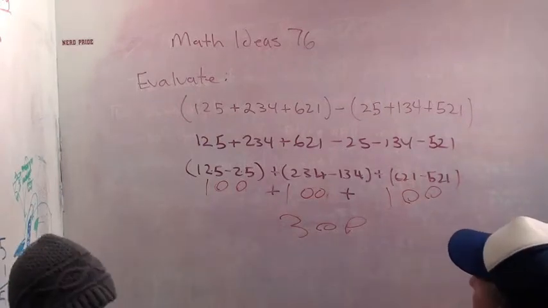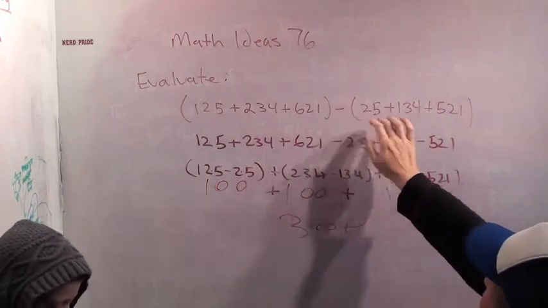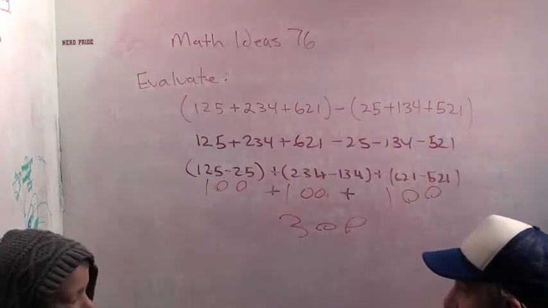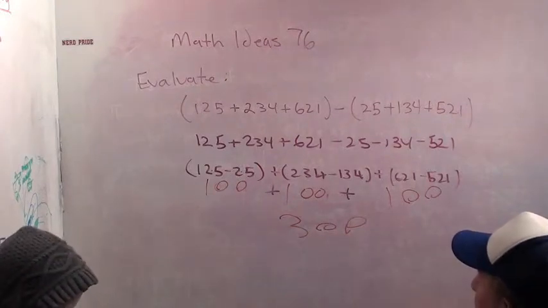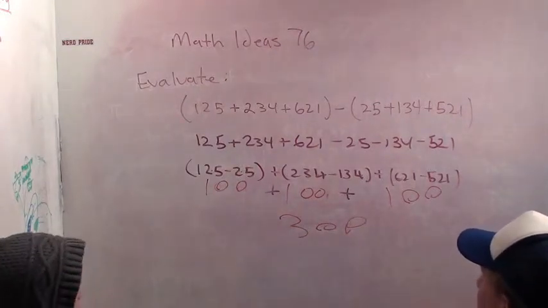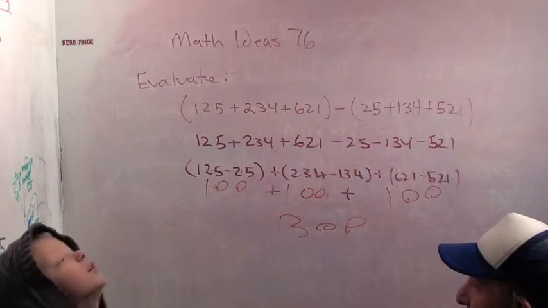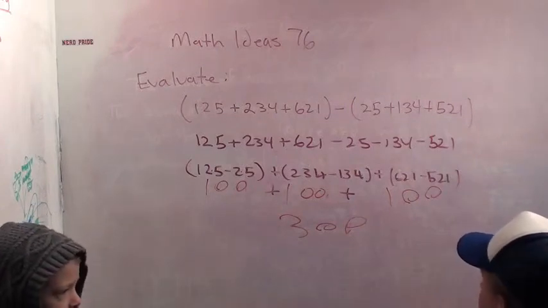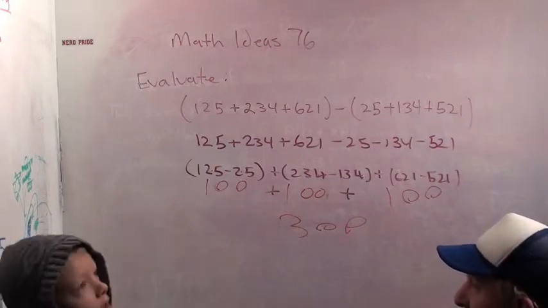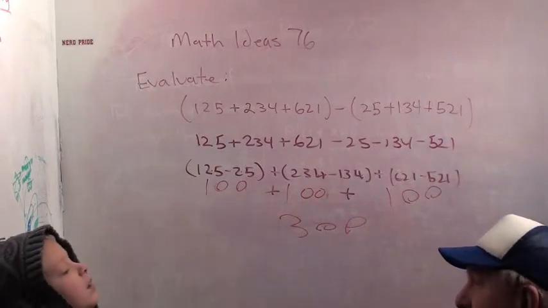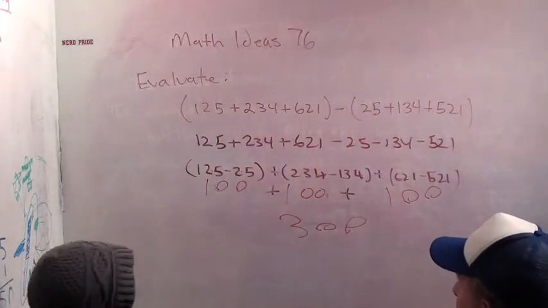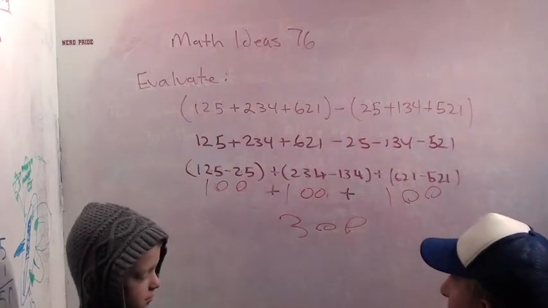What's the name of the property that allowed us to move the minus sign inside the parentheses? The distributive property. Oh, did I call the other one the associative property? I just misspoke. When we move the 25 over here, I called that the associative property. That's wrong. That's called the commutative property.